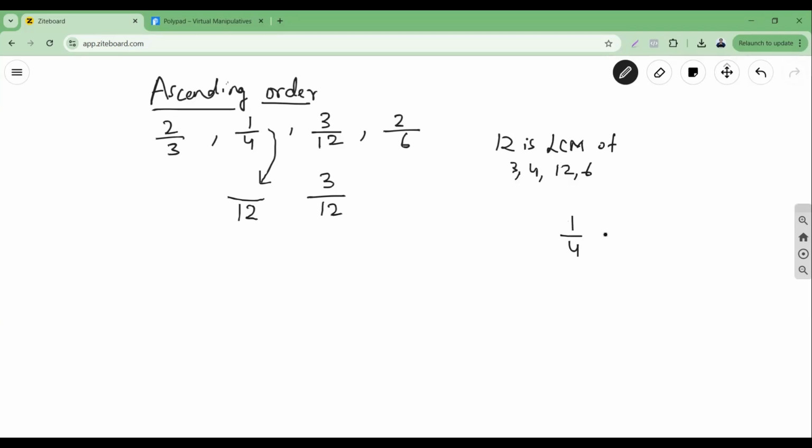How can I get a 12 in the denominator? 1 by 4 is there and I wanted 12 in the denominator. So what should I be multiplying it with? I should be multiplying with 3. When we do equivalent fractions, we have to multiply the same number with the numerator as well. Then only it will be equal in value. So this is 3/12, right? That means 1/4 is the same as 3/12.